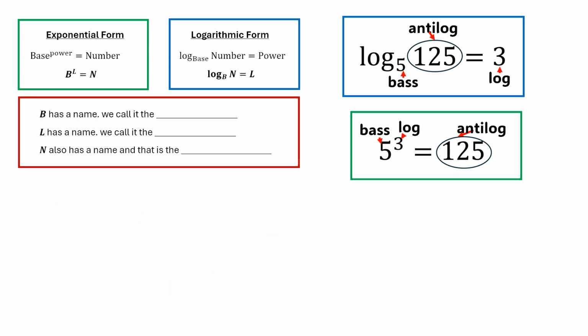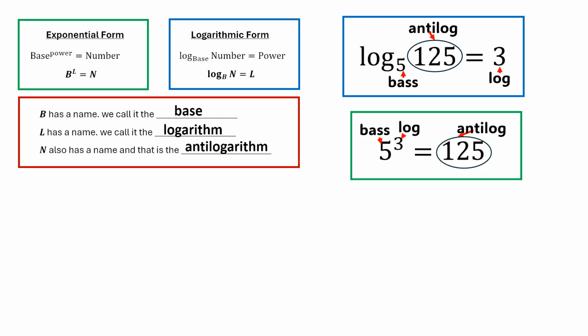Okay, now we're going to talk about antilogs. We know already how to write things in exponential form and logarithmic form. So when you have exponential form, you have base raised to the power equals the number. So I'm just writing it as b for the base, L for the logarithm, which is the exponent or the power, and n we're calling number. And so we call b the base, L is the logarithm, the power, and then n actually has a name, and it is the anti-logarithm.